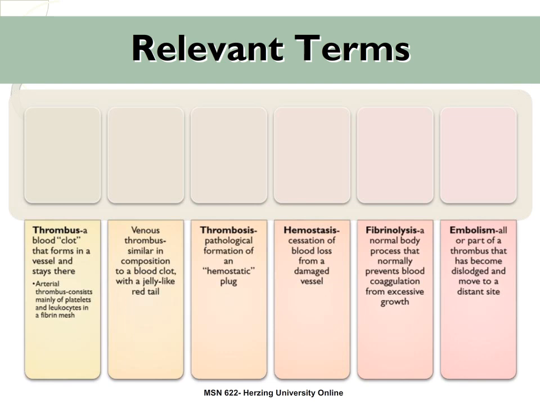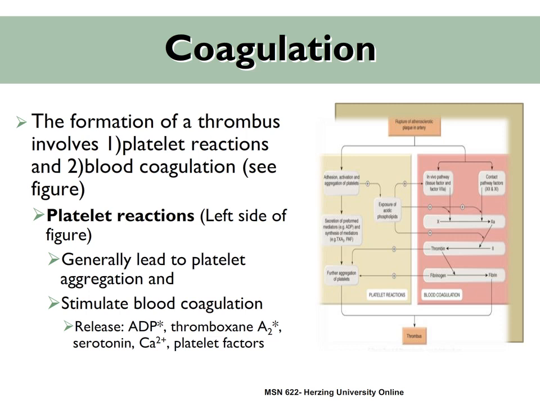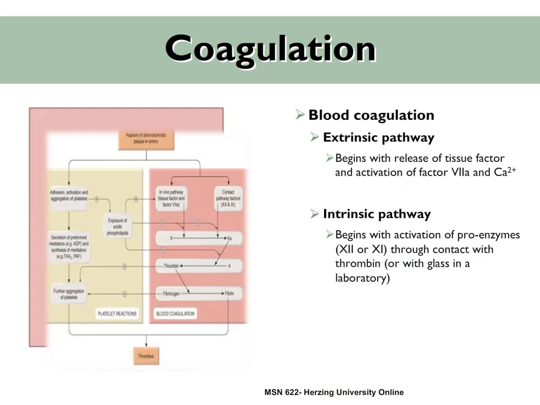An embolism is all or part of a thrombus that becomes dislodged and moves to a distant site. Fibrinolysis is a normal body process that prevents blood coagulation from excessive growth. Now, coagulation is the formation of a thrombus that involves platelet reactions and blood coagulation. Platelet reactions are on the left side of the figure and often involve platelet adhesion, and that generally leads to platelet aggregation, and what stimulates blood coagulation is ADP, thromboxane A2, serotonin, calcium, and certain platelet factors.